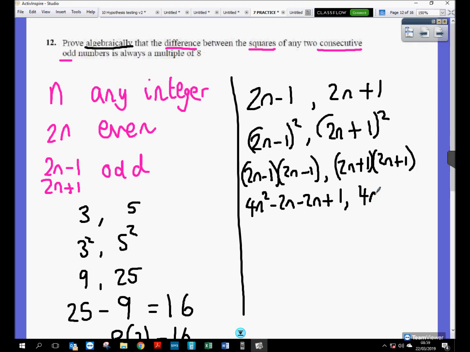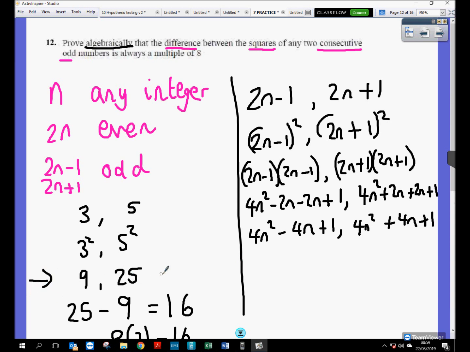For the other bracket, 2n times 2n is 4n squared. 2n times 1 is 2n. 2n times 1 is 2n. And 1 times 1 is 1. Let's simplify. 4n squared minus 4n plus 1. And then for the second one, 4n squared plus 4n plus 1.